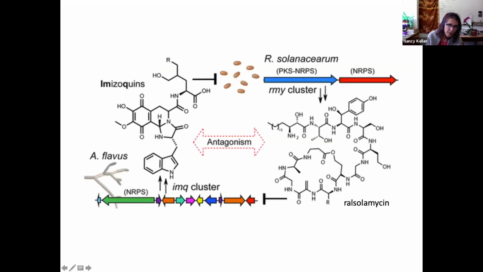To make a long story short from this particular paper, we found that imizoquins are actually important for quick spore germination in Aspergillus, and they inhibit the growth of the bacterium, whereas ralsolomycin made by Ralstonia actually inhibits the expression of this compound that inhibits the growth of the bacterium. So this is a really interesting antagonism between two natural products that respond to each other. In this case, it seemed like perhaps in favor of the bacterium.